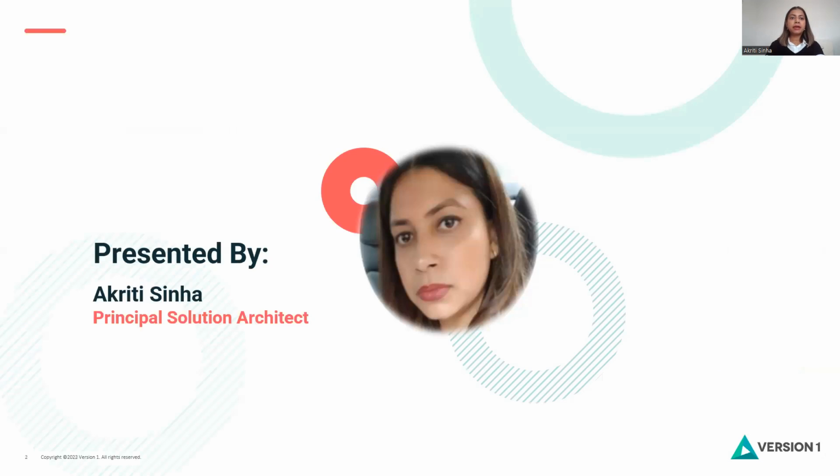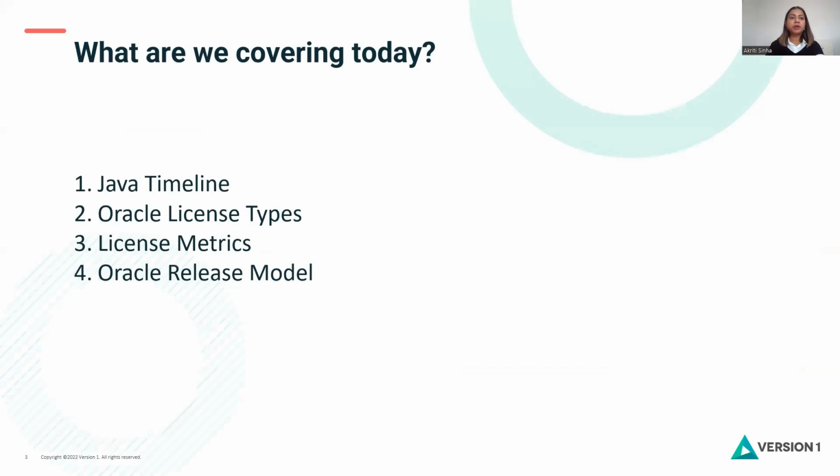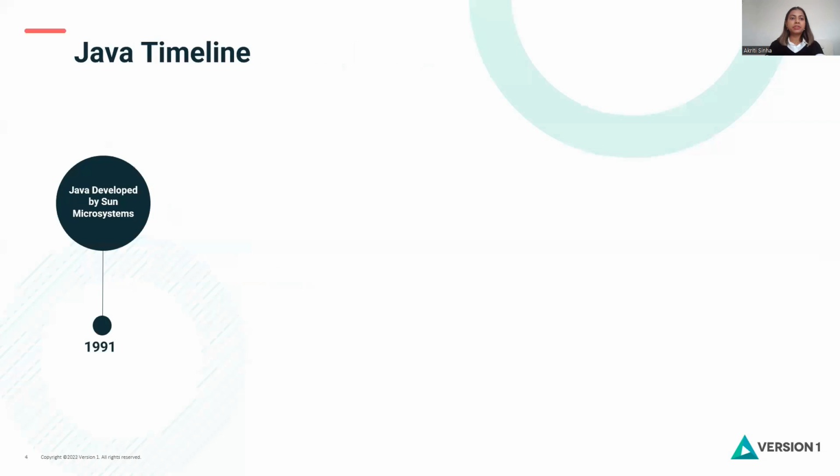My name is Akriti Sinha, and I'm a principal solution architect in Version 1. I work with our clients to help them achieve their technical vision, and I also provide leadership and guidance to our engineering teams. So in this part 1, we are going to cover Java timeline, Oracle license types, license matrix, and Oracle release model. Java timeline.